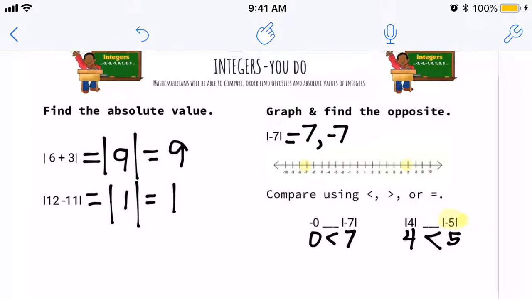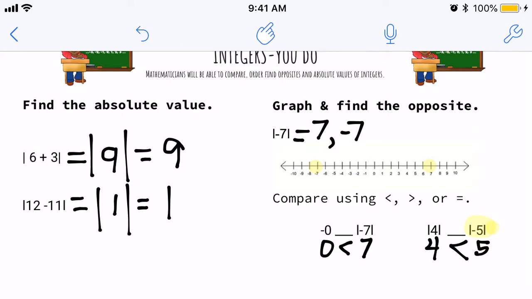So here's your you do slide. If you need to review this video, all you need to do is put your earbuds in, click, and you can watch it again before you do your classwork.